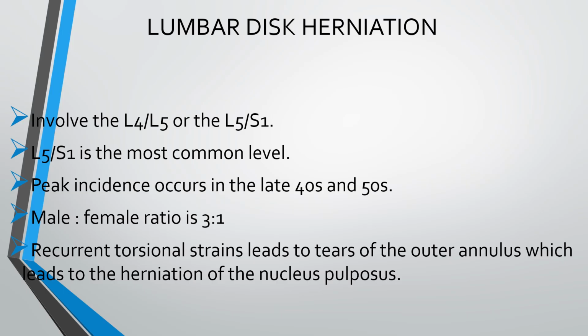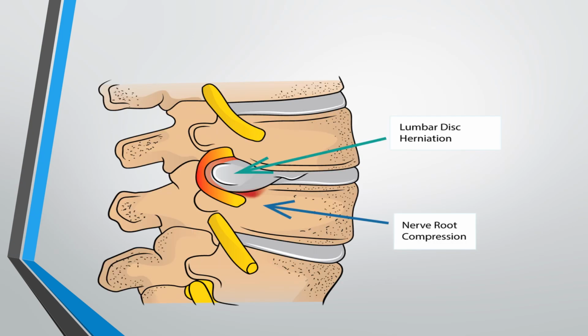Peak incidence occurs within the fourth and fifth decades of life, that is between the 40s and the 50s. In terms of gender disparity, the male to female ratio is 3 to 1, and it occurs due to recurrent torsional strains that lead to tears of the outer annulus, which lead to the herniation of the nucleus pulposus.